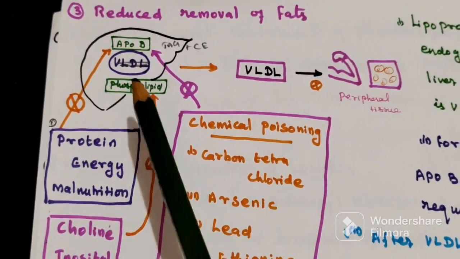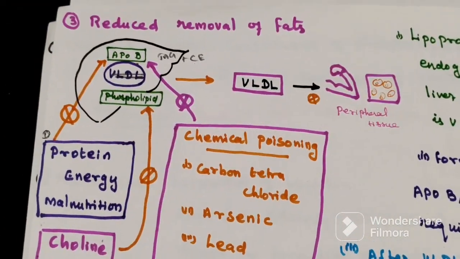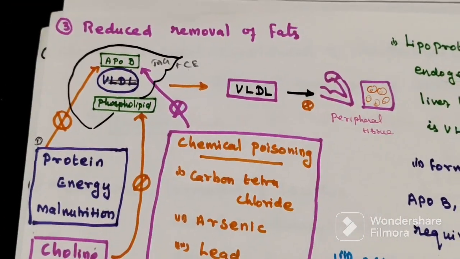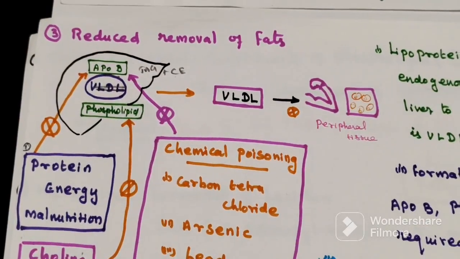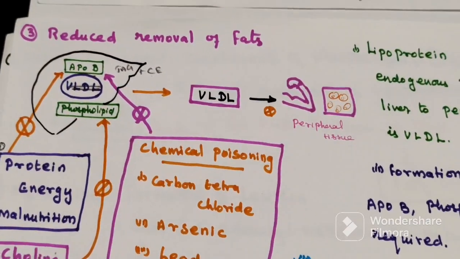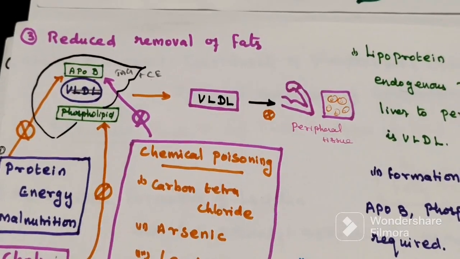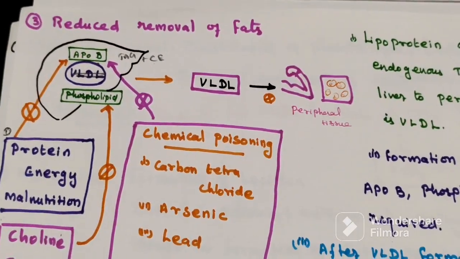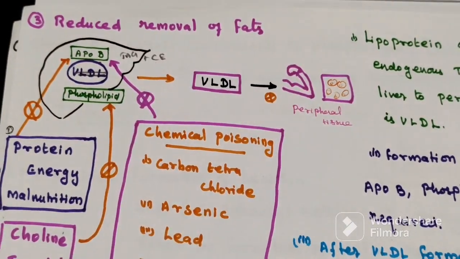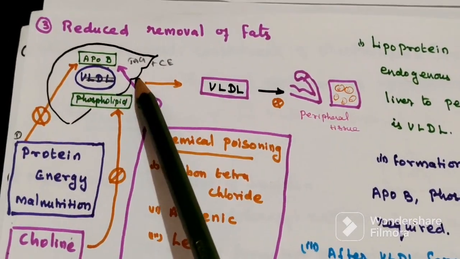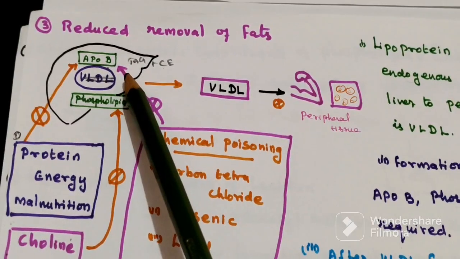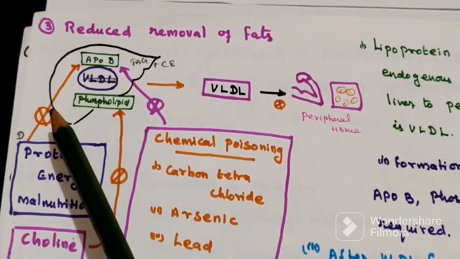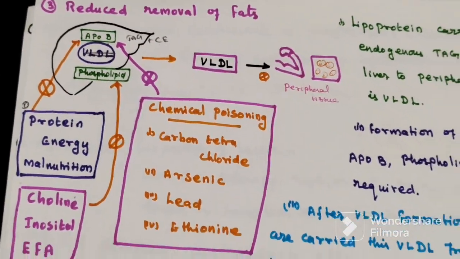If they are deficient, phospholipid formation cannot occur. In all these conditions, VLDL formation cannot occur properly and triacylglycerol cannot be removed from the liver, so it leads to fatty liver.